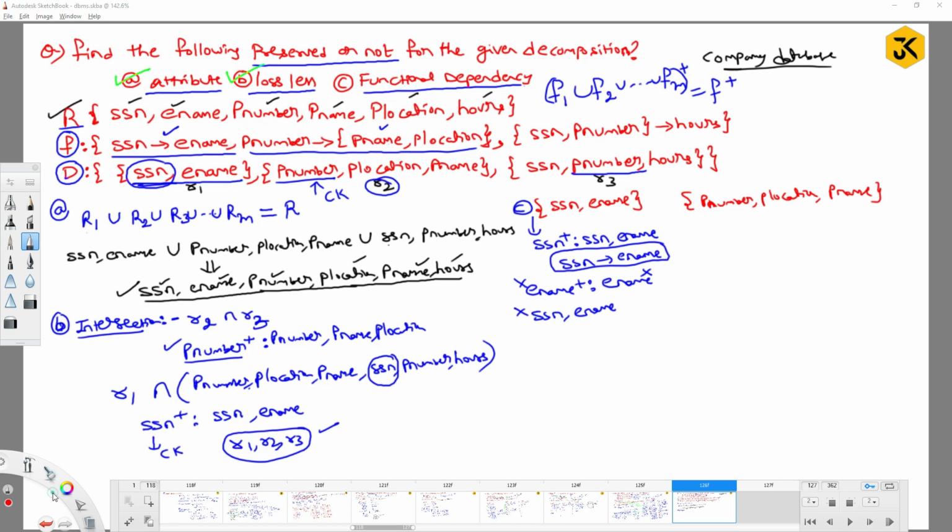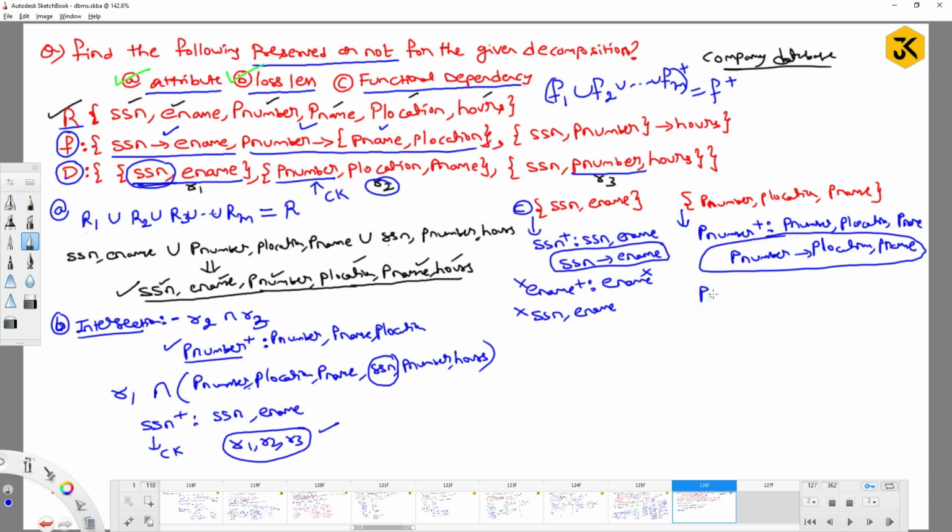Right, guys, try to find out whether any FD is possible here. The FDs may be possible with a single attribute, P number closure. If you find the P number closure, you are going to get P number anyway, you are going to get P location, and you are going to get P name also. So this FD is possible. I can say that from P number I can get P location, along with that P name.